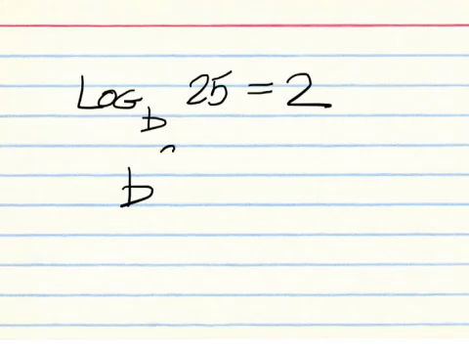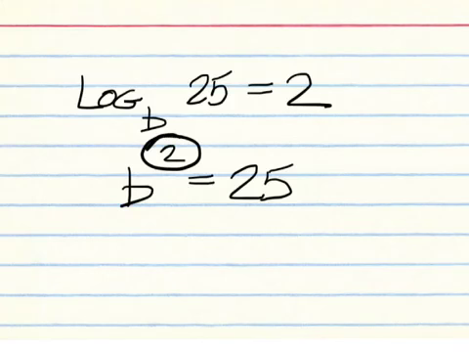Log of some base b of 25 equals 2. We have to solve for b. Well, write it in the regular form. Base b to the second power equals 25. Now, of course, you can look at this and probably tell the answer is what? 5. But you're going to get problems where you can't tell what the answer is, so here's the work you have to do to solve it.